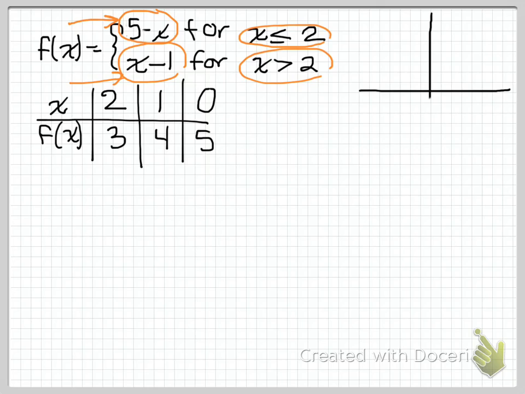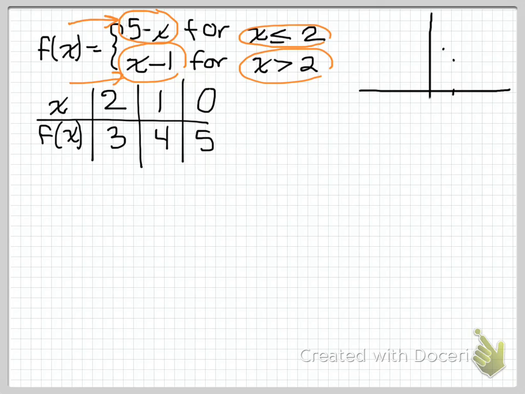Let's go ahead and graph it. So we want to take those points and plot them on our graph and then draw that line. So we've got 3 points here that we can plot. We've got where x is equal to 2 and y, or f of x in this case, is 3. And then we have where x is 1, so our f of x is going up to 4. And then finally, when x is 0, we're up here at 5.